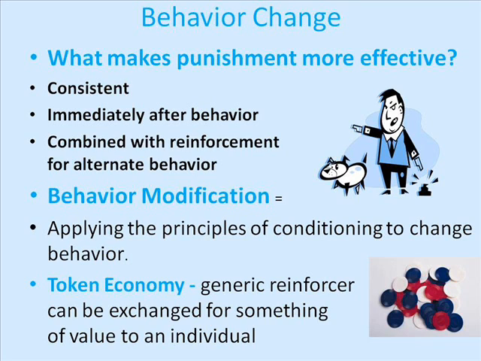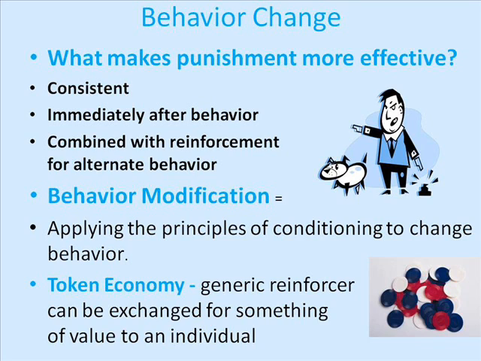The punishment needs to occur immediately after a behavior. For mom to say, wait until dad gets home and you're going to get punished for this, is not nearly as effective for a small child as having the punishment occur immediately after they commit the misbehavior. In addition, punishment only teaches a person what not to do. It doesn't tell them what they can do in order to get the reinforcement that they need.